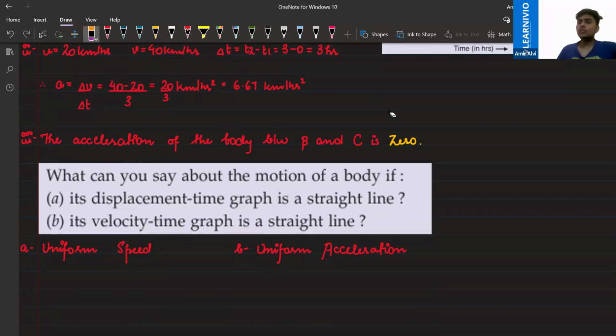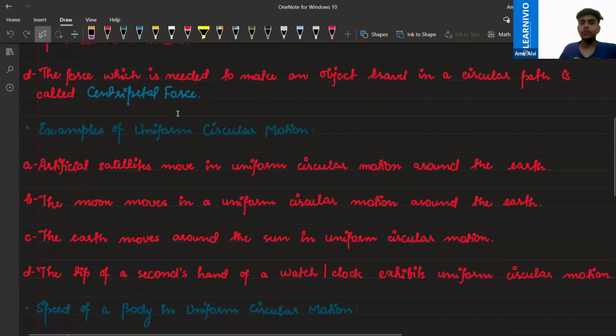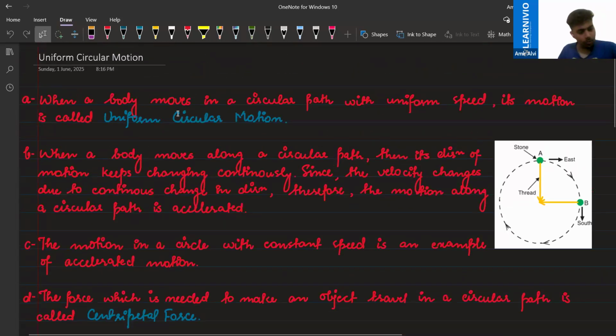So, the next topic that we are going to study, Harshita, is the last topic of this chapter. That is uniform circular motion. So what is uniform circular motion? Now let's talk about first of all what uniform circular motion is, Harshita.